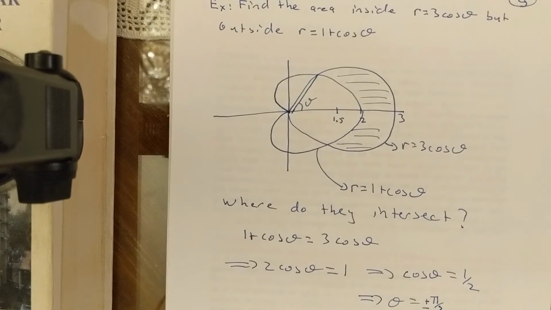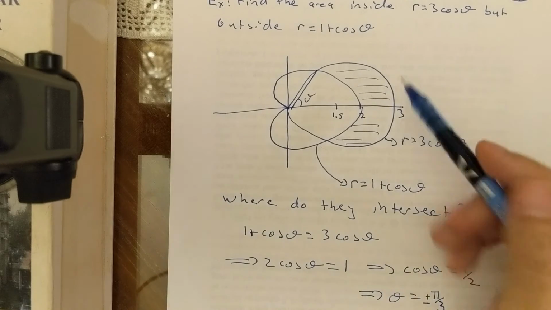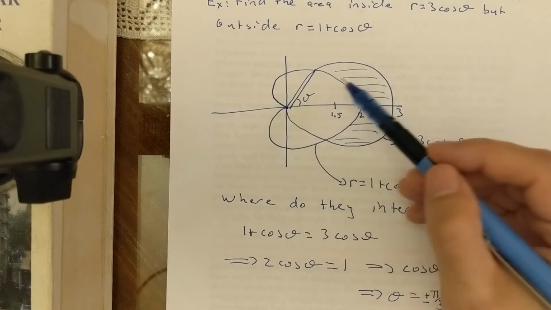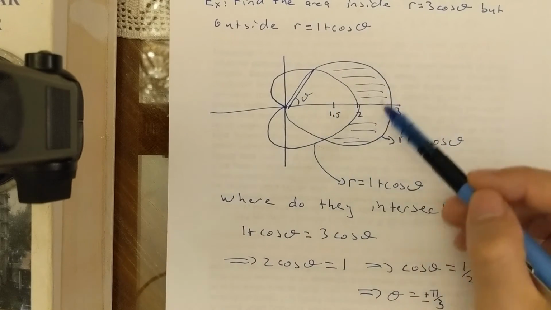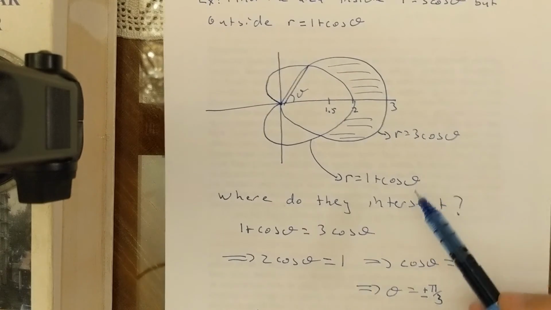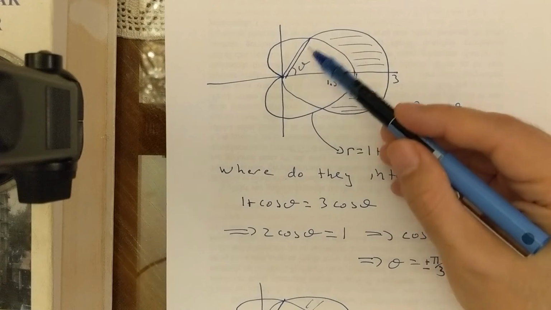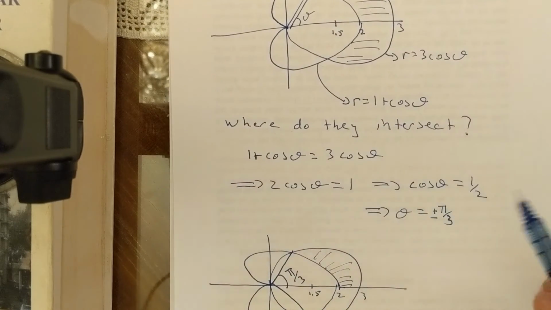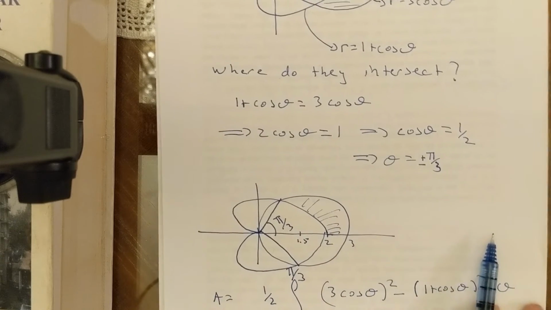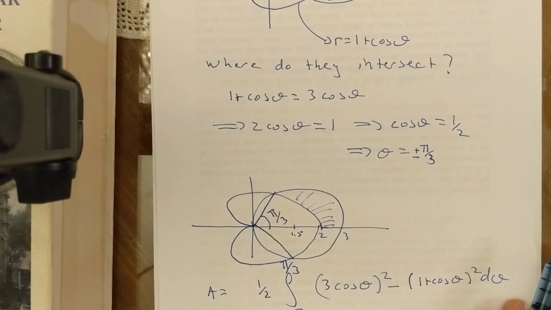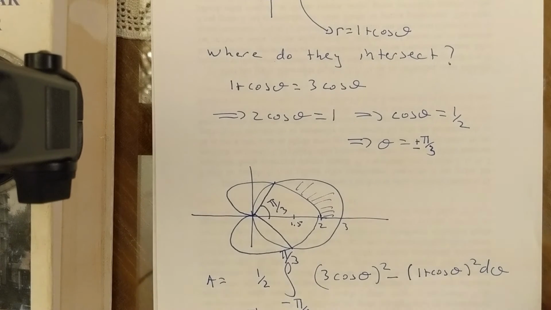Okay. So again, let's go over this very quickly because the next one is going to be even harder. We have this circle, and we have a cardioid. We want to find the area inside the circle but outside the cardioid, so I drew that in and shaded it. The first order of business is to find the angles where they intersect. So we set them equal to each other, solve for theta, and we get plus or minus pi over 3. That's 60 degrees. Plus or minus 60 degrees is where they intersect.